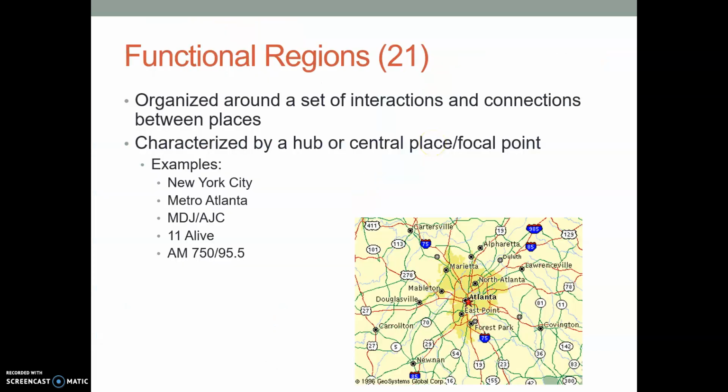Functional regions are different than formal regions. A functional region, it says, is characterized around a node or a hub. This can be a little bit tricky because a city can be a formal and a functional region. And here's what I mean by that. You know when you enter the Atlanta city limits, that makes it a formal region. However, Metro Atlanta, all the surrounding areas of Atlanta that are attracted to it, is a functional region.